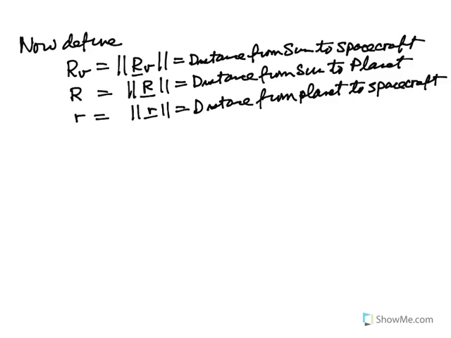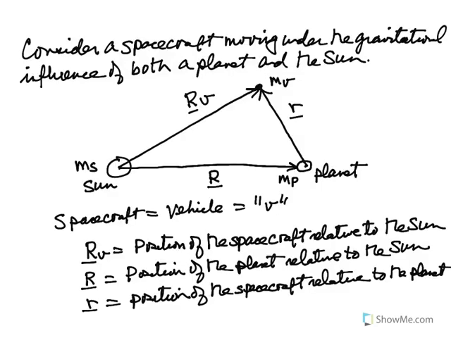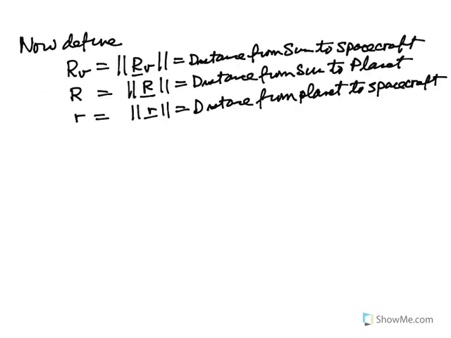Okay, now we're going to use that information to develop the rest of these constructs. You can see from the diagram that the position of the vehicle relative to the sun is equal to the position of the planet relative to the sun plus the position of the spacecraft relative to the planet. So we have that established now. Now what we're going to do is look at forces respectively on all of these bodies.